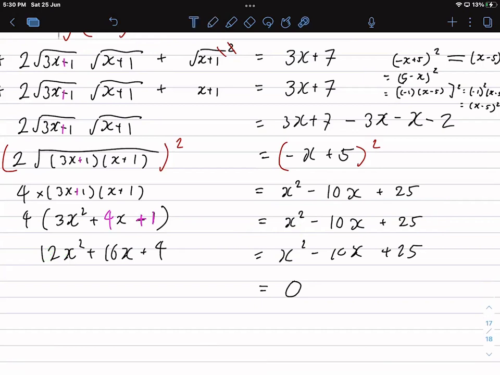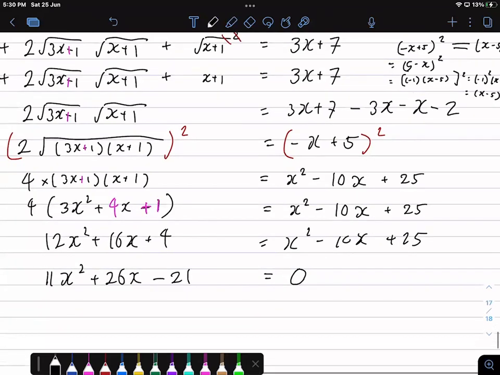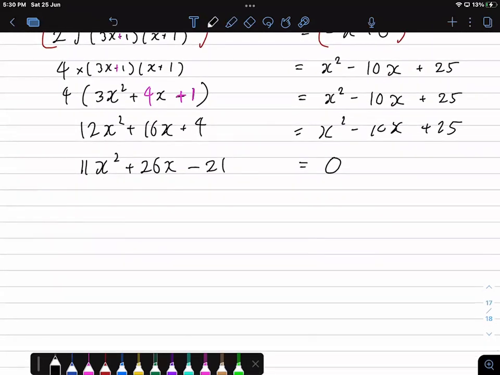12 minus 1 is 11x squared. 16 minus 10 bring over become plus 10, so plus 26x. 4 minus 25 is negative 21. Okay, then finally we got our quadratic. Type in the calculator 11, 26, and negative 21. I will get x equals 7 over 11 or x equals to negative 3.